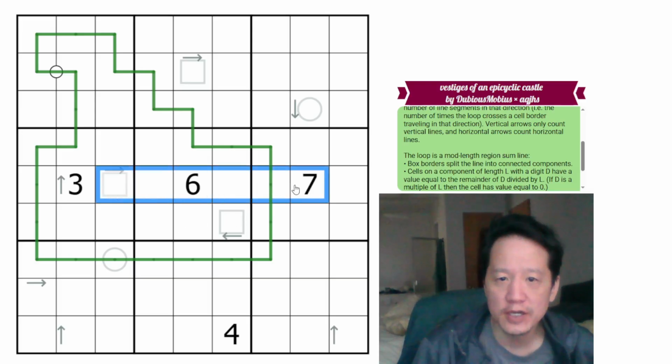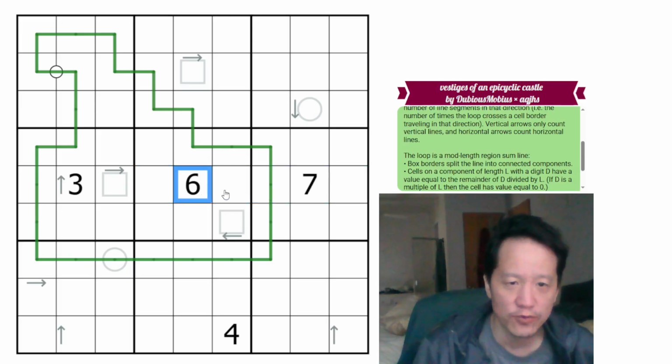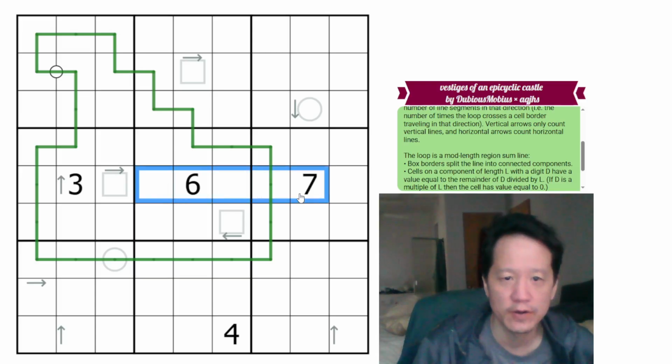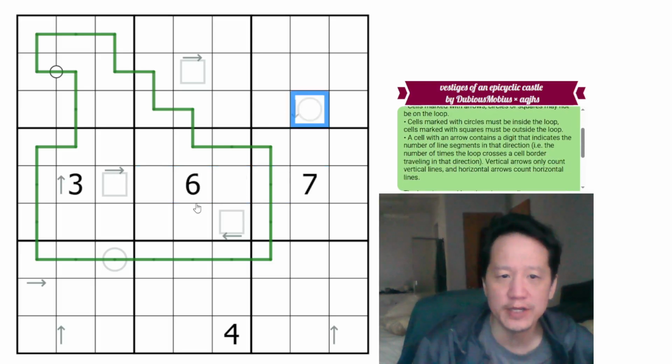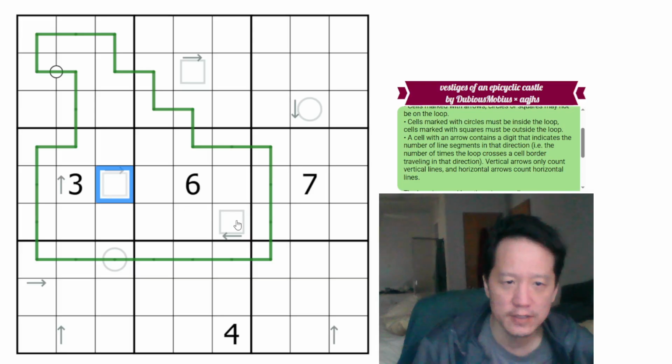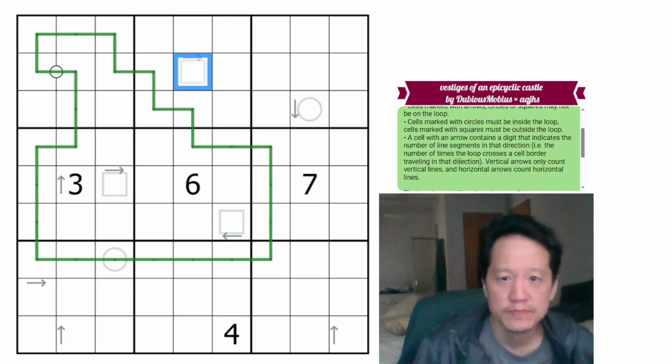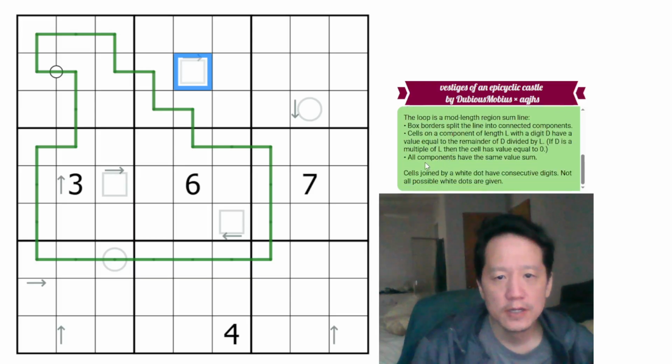Horizontal arrows count horizontal lines, so basically the lines that are moving horizontally for the loop. That's what it would count there, and that's how arrows work. Circles also have to be inside the loop, and squares are outside the loop. So these are incorrect. Obviously this is incorrect because it has to be inside the loop. These squares have to be outside the loop. That's actually very interesting there. And that's how circles, squares, and arrows work.